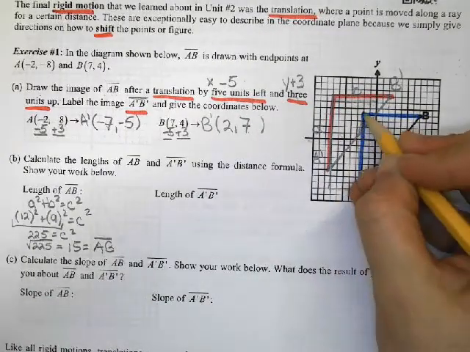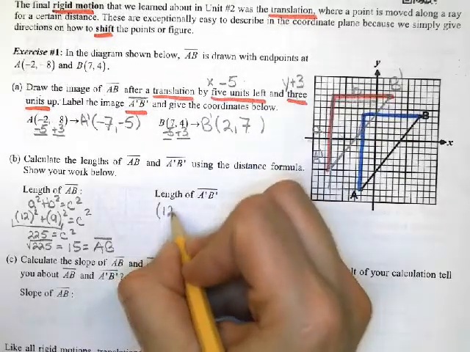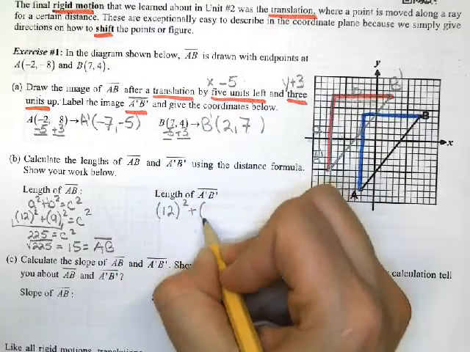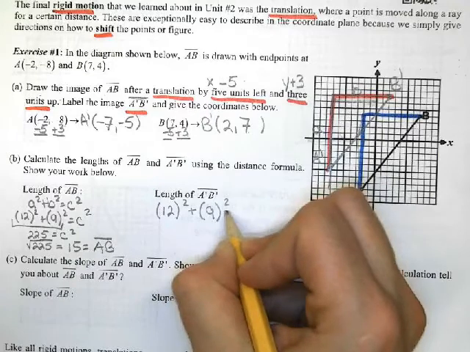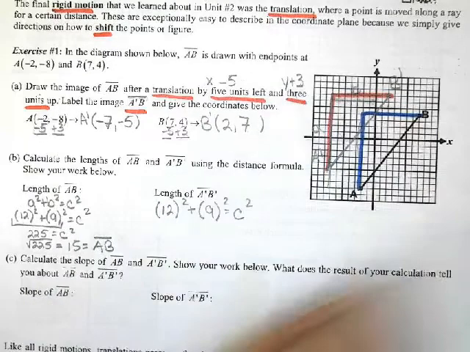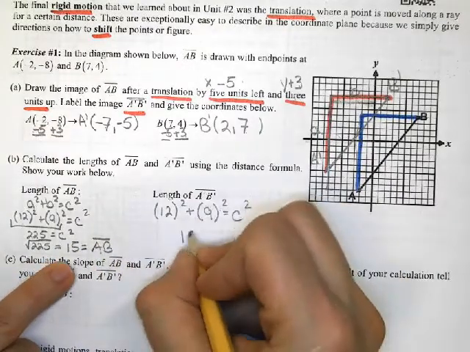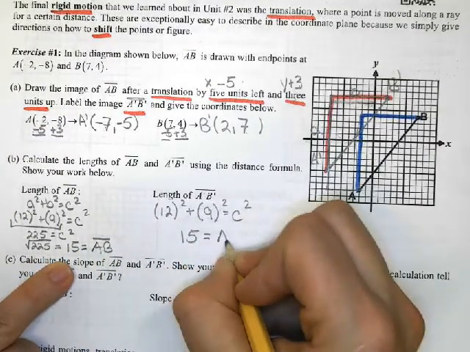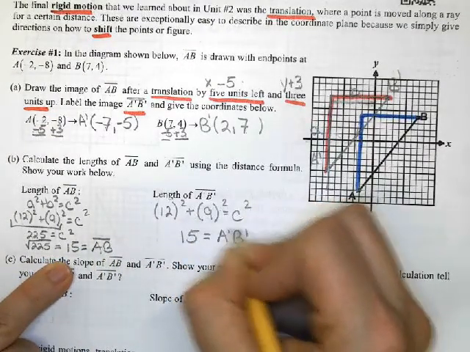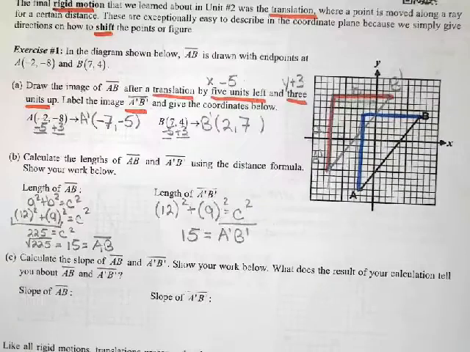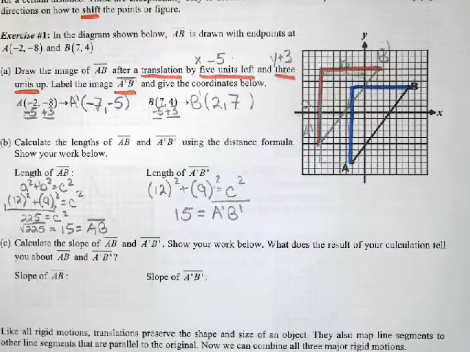A rise of 12 plus a run of 9 equals C squared. So if I do all the math, because it's the same exact thing over here, I'm also going to get that 15 is equal to A prime B prime's length. Okay, so as you can see, they're the same.